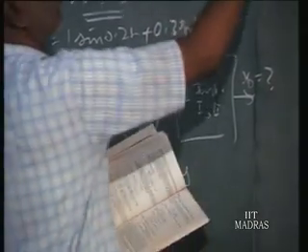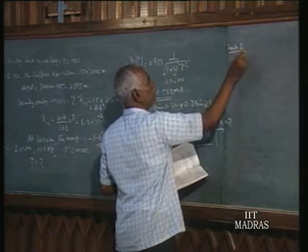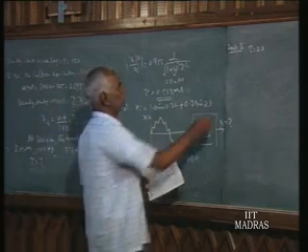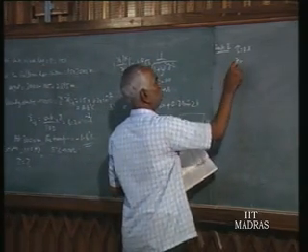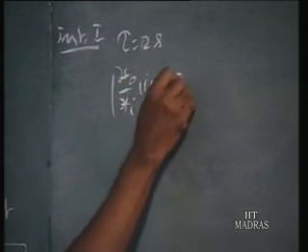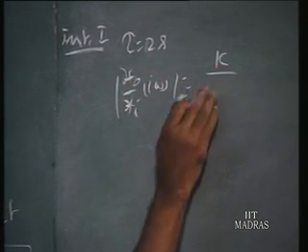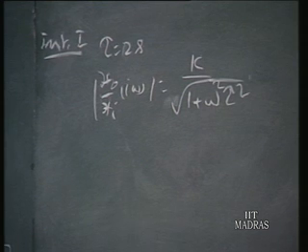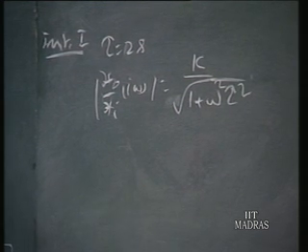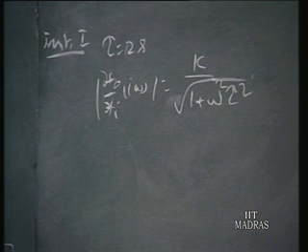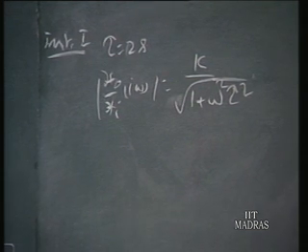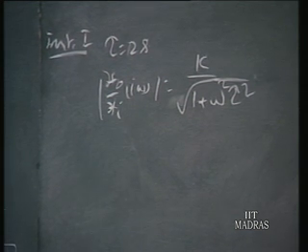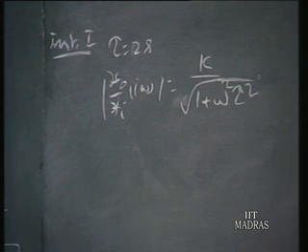So first take instrument 1, that is time constant equal to 2 seconds. So for the amplitude ratio, the magnitude of xo by xi of i omega is equal to k over root of 1 plus omega squared tau squared. Here the frequencies are given, 0.2 and the other one, so 2 frequencies are there. We can take one frequency, that is omega equal to 0.2 radian per second.